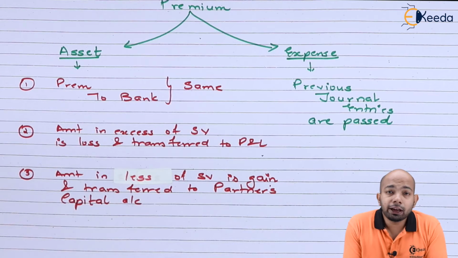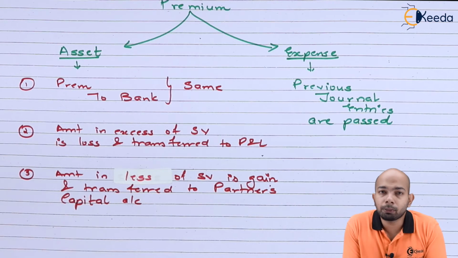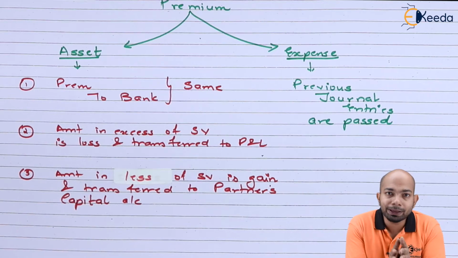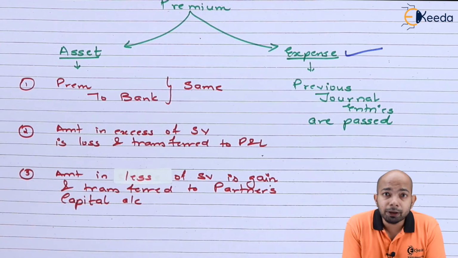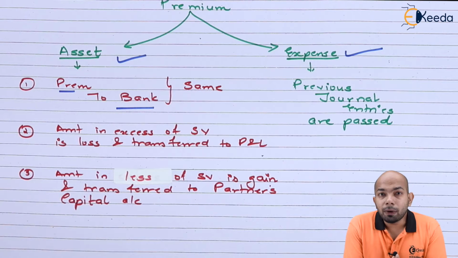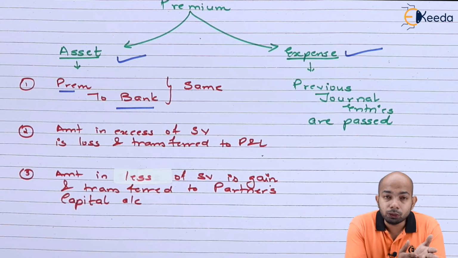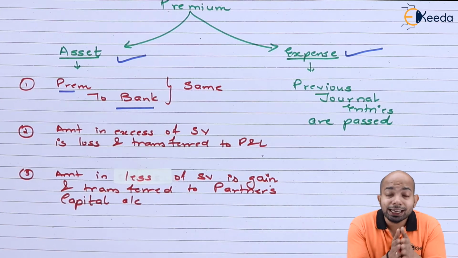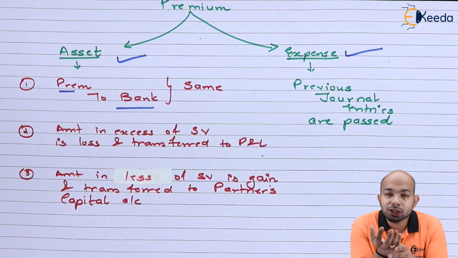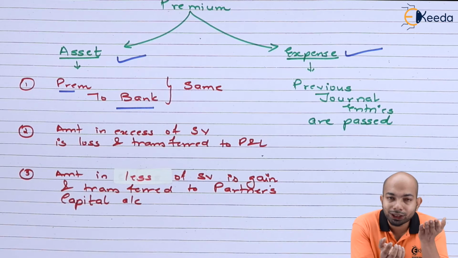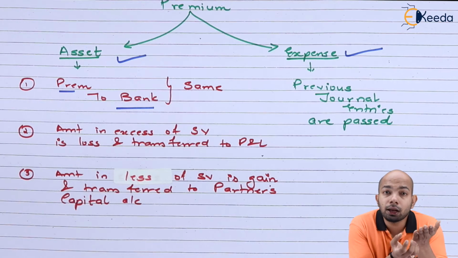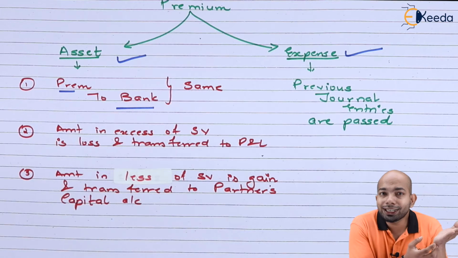Now there are two conditions that we have to further understand whenever a premium amount is paid. If it is paid as an expense, the previous journal entries that we just understood are supposed to be passed. But if the same amount is considered as an asset, then what? If the amount paid as premium is in excess of the surrender value, then what happens? And if it is less than the surrender value, then what happens? If it is in excess of the surrender value, that means whatever amount you're supposed to get on the day of maturity, if the premium is more than that, then that is a loss and it is transferred to profit and loss account.